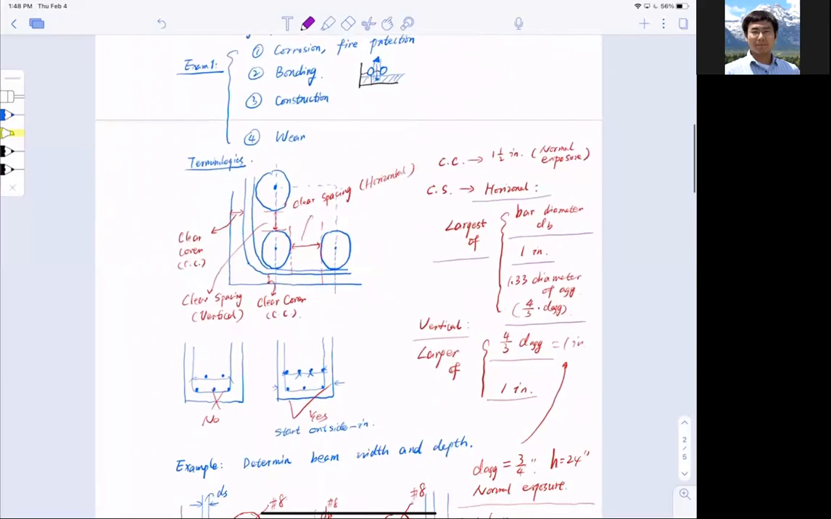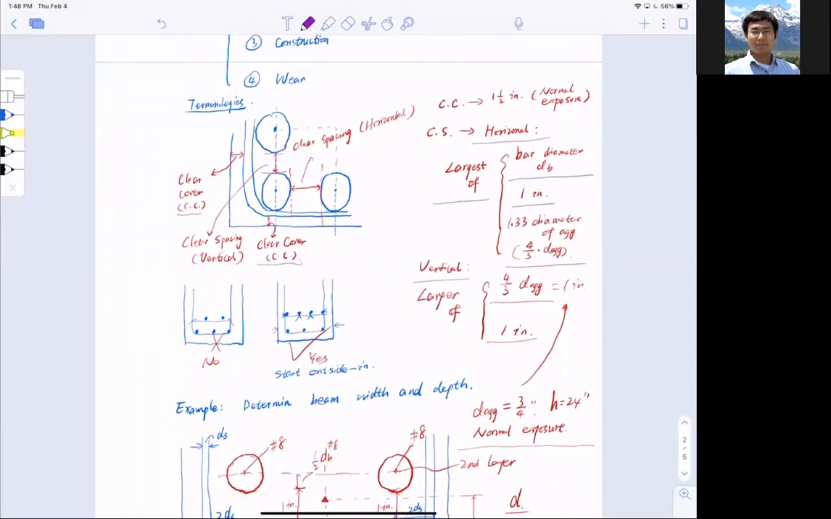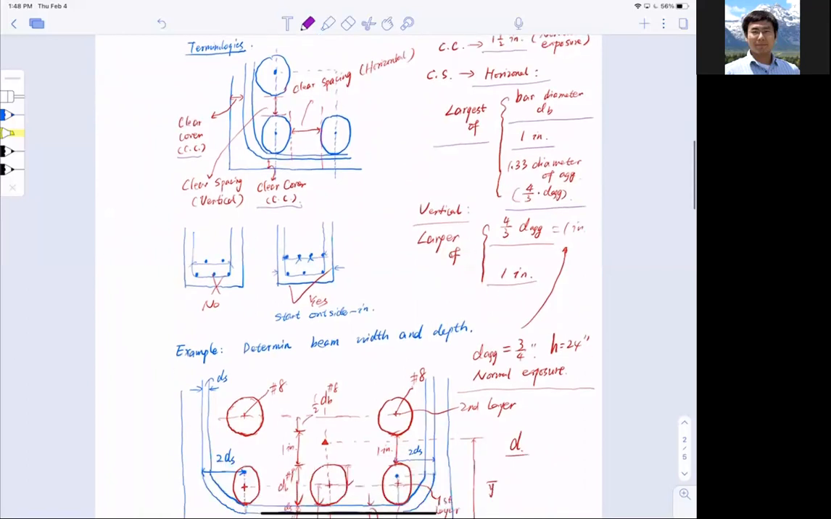All right. Now we went through some terminologies. There are clear spacing horizontal, clear spacing vertical, clear cover on the outside, and clear cover on the bottom. Usually these two are normally the same, okay? And we went through the equations for them. Usually concrete clear cover is 1.5 inch. For the clear spacing horizontal, use this equation. Vertical, use the equation down below.